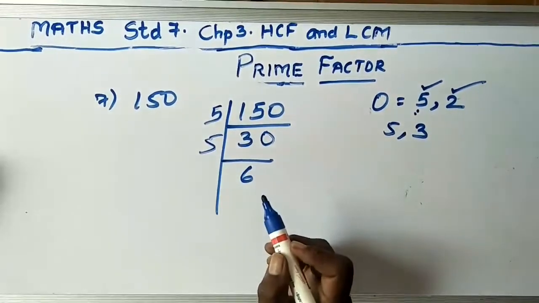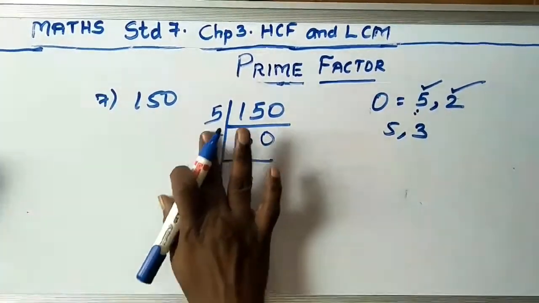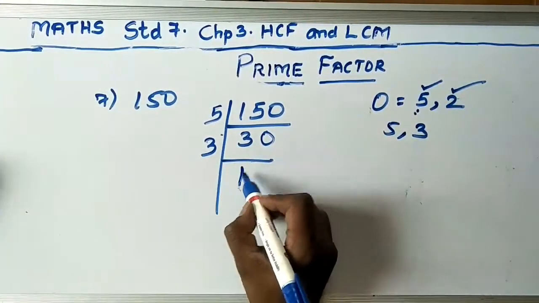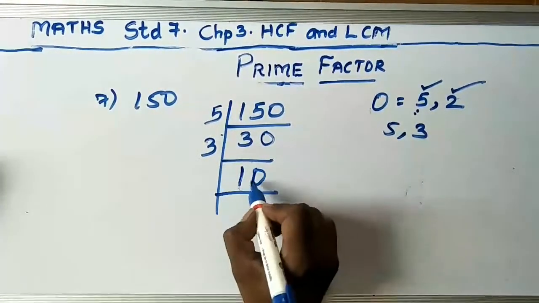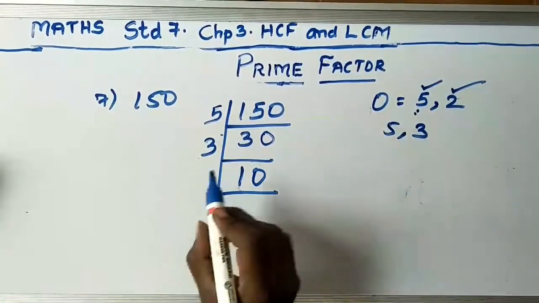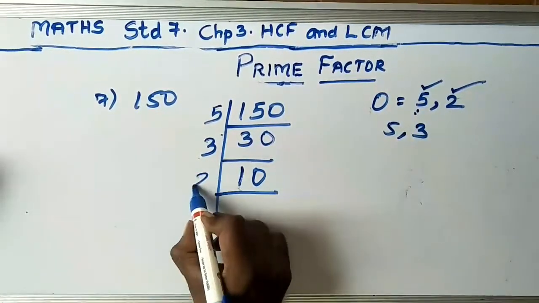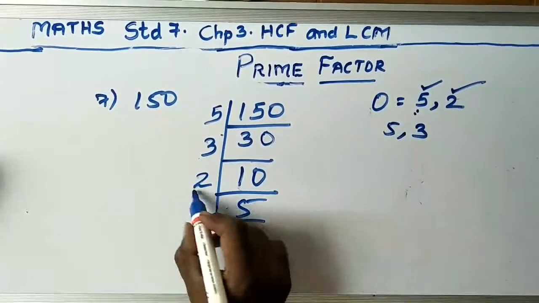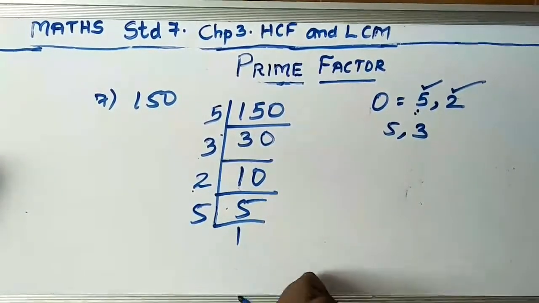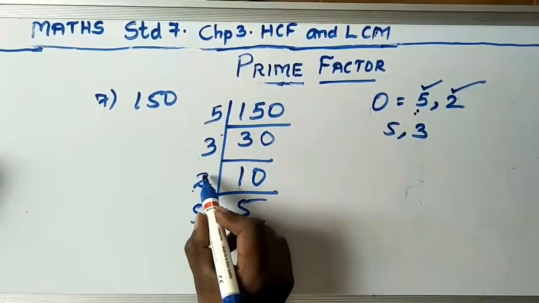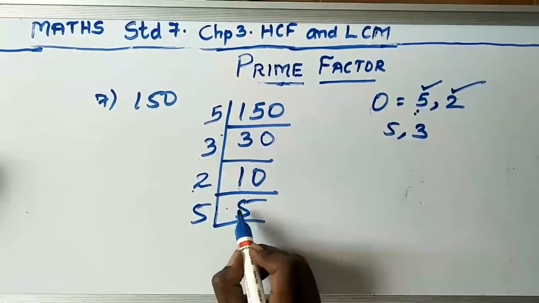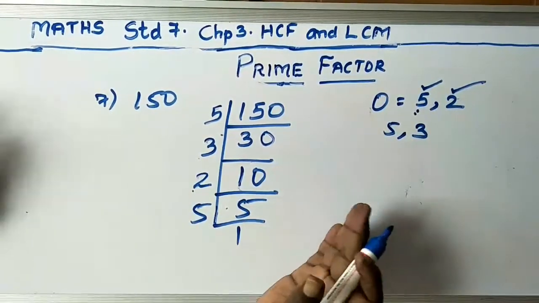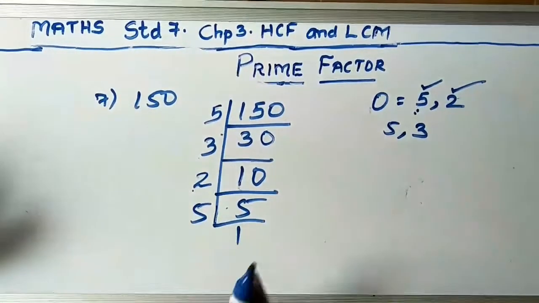6 5s are 30. Or if you take 3, 3 1s are 3, 0. 10 3s are 30. 10. Take 2, 5. 2 5s are 10. 5 1s are 5. You can take 5 also. If you write 5 here, 2 will come here, 2 1s are 2. That means 5 will come here, 2 will come here. Either you do it this way or that way. The answer will be the same.